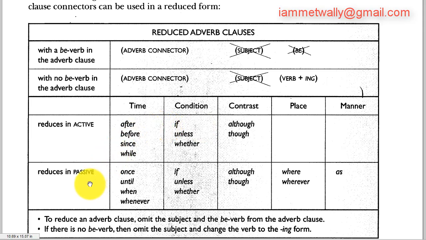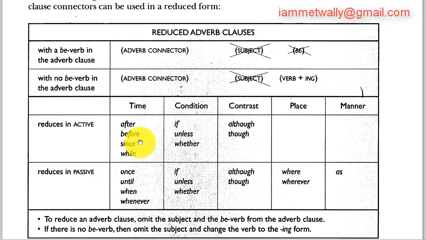What can you reduce in passive? Once, until, when, whenever, if, unless, whether, that's a condition, contrast, although, though, and place, where, and wherever, and for the manner, as. If you notice here, you'll find that you can reduce in passive more than you can reduce in active, and the condition can be reduced in both along with the contrast connectors.